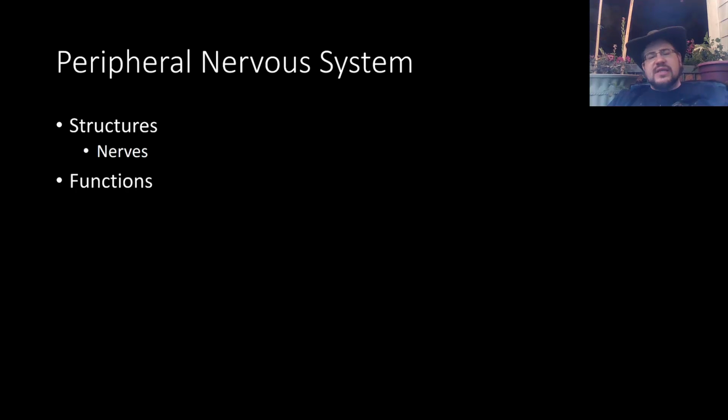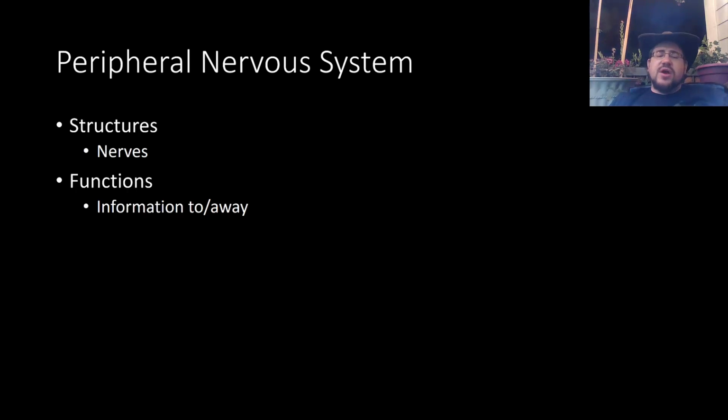So we have nerves in the peripheral nervous system. The functions are to carry information to the central nervous system or away from the central nervous system. So the peripheral nervous system collects information and sends it to the central nervous system. At the same time, the peripheral nervous system takes information from the central nervous system and sends it away to the parts of the body that are going to respond to that information.